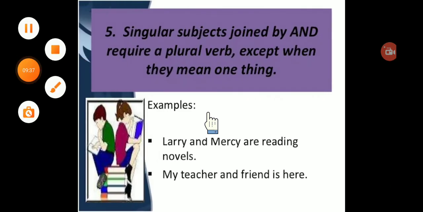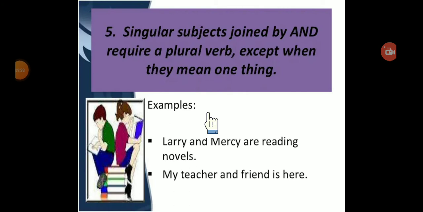Then comes the 5th rule. Which one? Singular subjects joined by and require a plural verb. If two singular subjects are joined by and, then what do we require? We require a plural verb, except when they mean one thing. If there is the meaning of one thing, though there are two singular subjects, then what do we have to use? We have to use a singular verb.